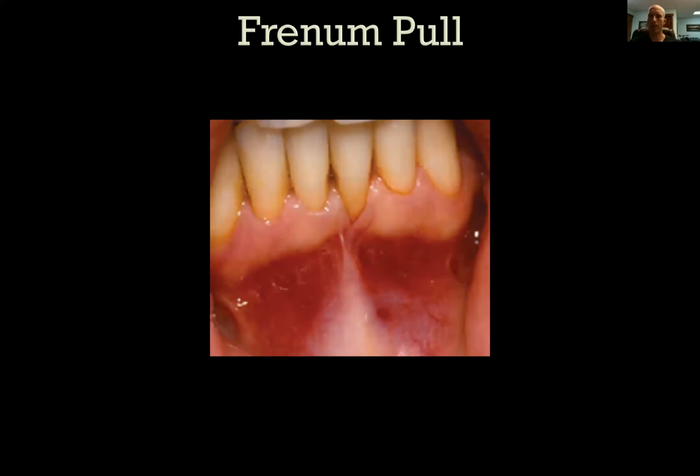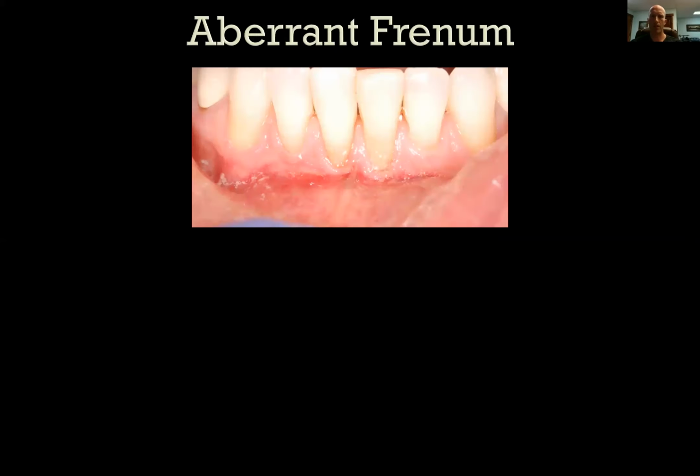Frenum pull, another very common situation that we run into, where a strong frenum causes recession on tooth 24 or 24 and 25. And we can go in and do soft tissue grafting, eliminate that frenum pull, and get these roots covered. Here's a case we treated with a very shallow vestibule, high frenum attachment, gingival recession on 24 and 25.